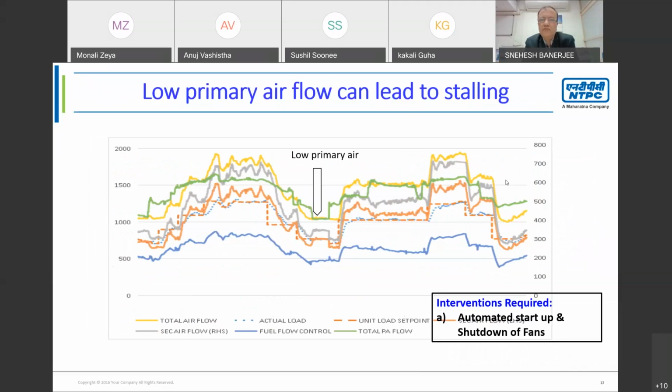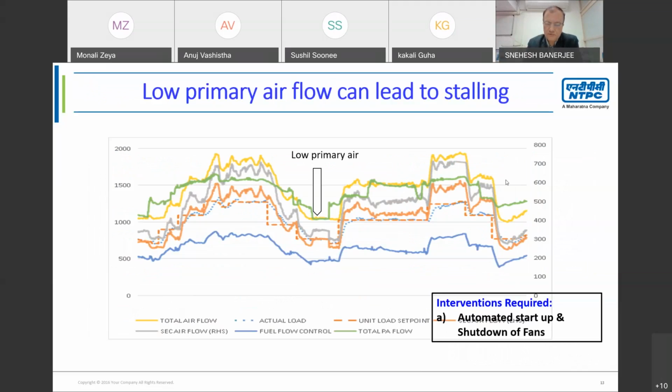The low primary air flow can lead to stalling of fans at a lower flow. The fan can stall, and it can damage the equipment. As a result, automated startup and shutdown of fans is to be introduced as a solution for that. When we come down to a lower load, one fan should cut off, and the single fan should take the entire load. That can help.